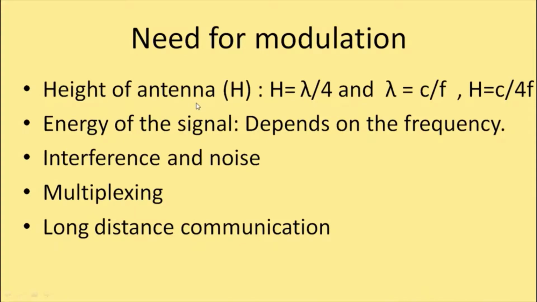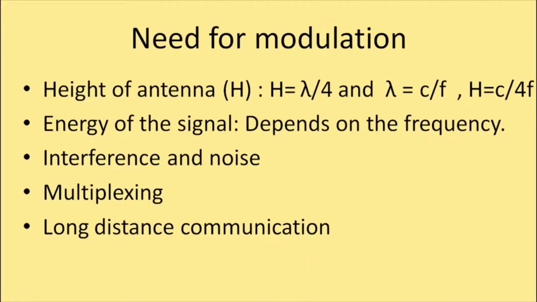For effective communication, it is always a basic requirement that the height of the antenna should be a quarter of the wavelength of the signal. So that means if lambda is the wavelength of the signal, the height of the antenna should roughly be lambda by 4. And you already know that lambda is given as c by f, where c is nothing but the speed of light and f is the frequency of the signal.